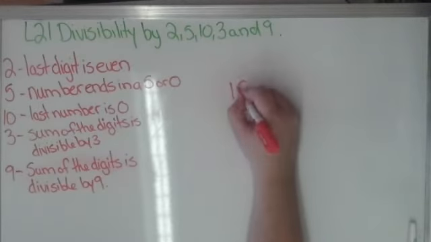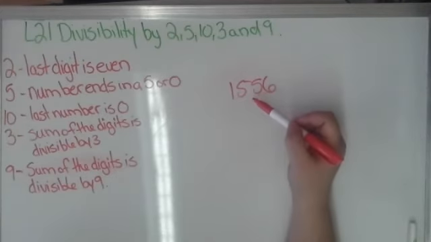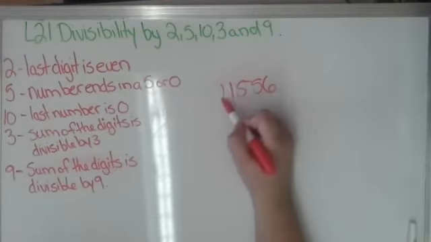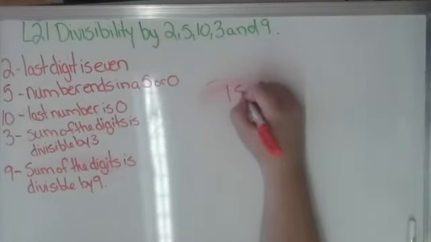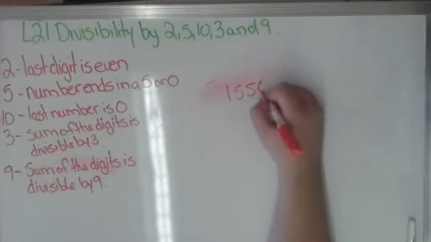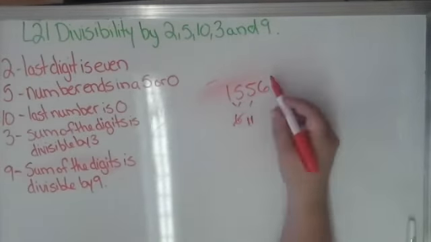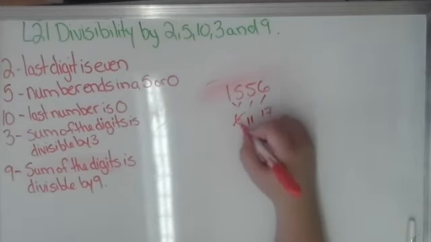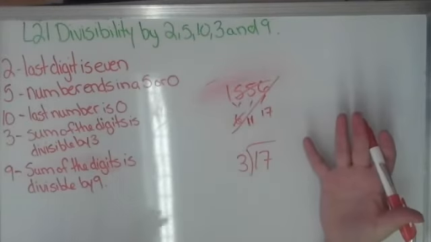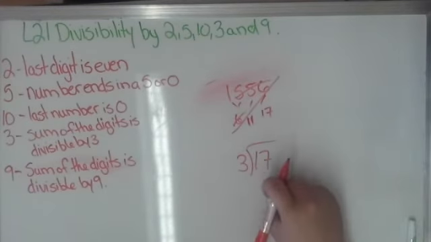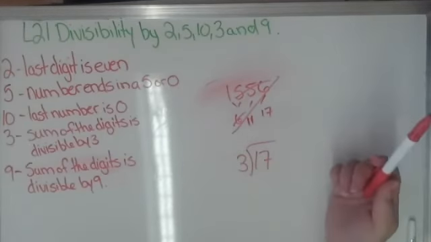Let's say we have 1,556, and I want to know if this number is divisible by 3. Well, instead of dividing the whole number by 3, what I can do instead is add up all my digits. So 1 and 5 is 6, plus 5 is 11, plus 6 is 17. So I am now dividing 17 by 3. And I can tell right away, because I know my times tables, 17 is not divisible by 3. So that means 1,556 is not divisible by 3.